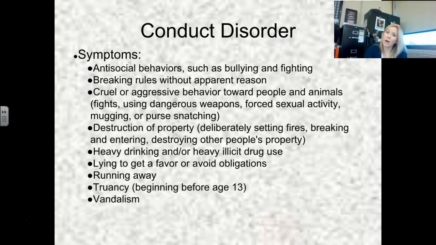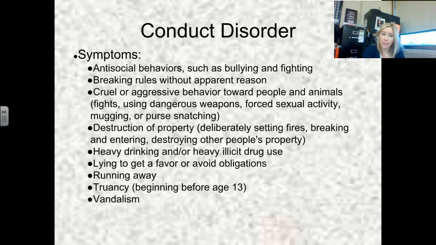Destruction of property is fairly common in conduct disorder as well. They're going to deliberately do things like stealing your stuff and destroying other people's property because they just don't care what they're doing to you. They will do an awful lot of risk-taking behaviors that go in opposition to societal norms, like drug use. They lie to get what they want.